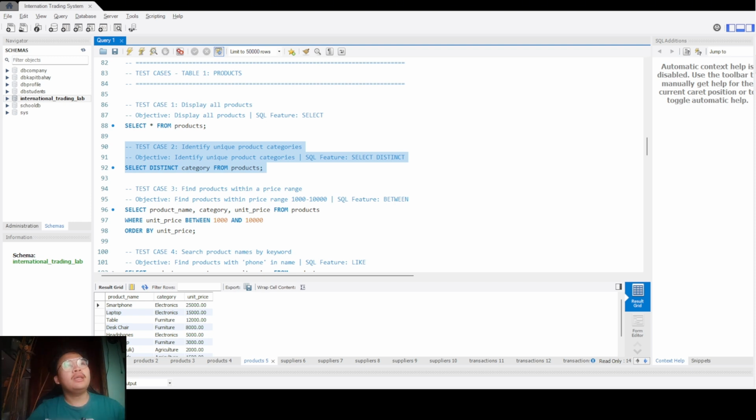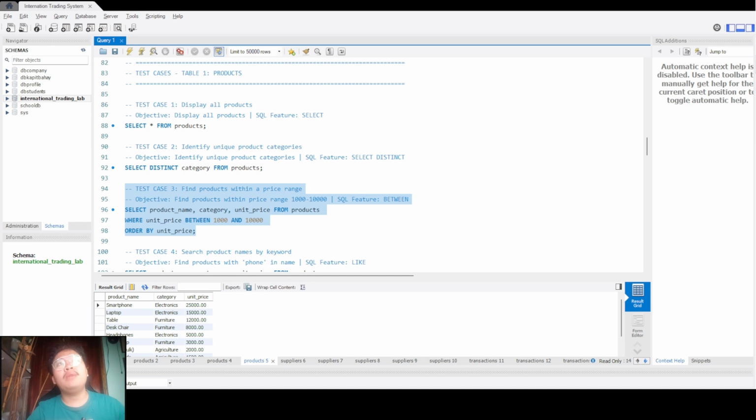Then test case 3, find products within a price range. Query: SELECT product name, category, unit price FROM products WHERE unit price BETWEEN 1,000 AND 1,000 ORDER BY unit price. This result shows the 5 products in this price range sorted from cheapest to most expensive.